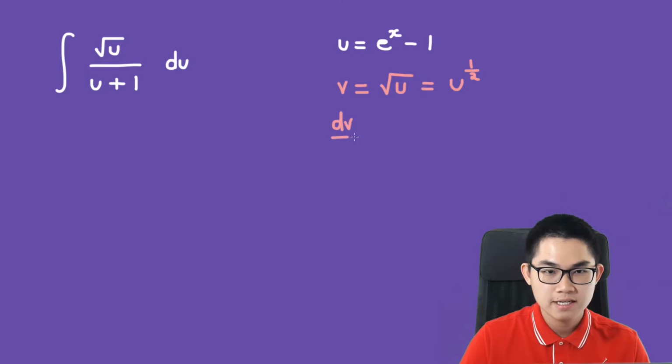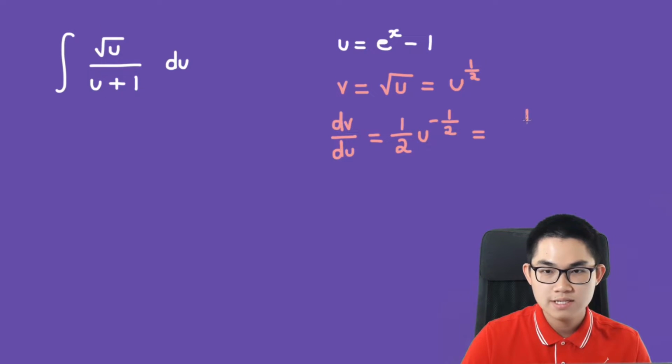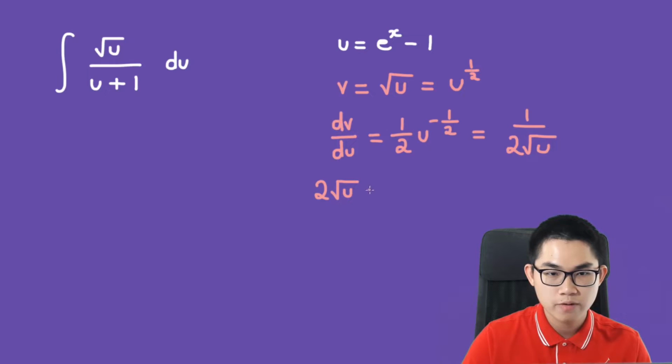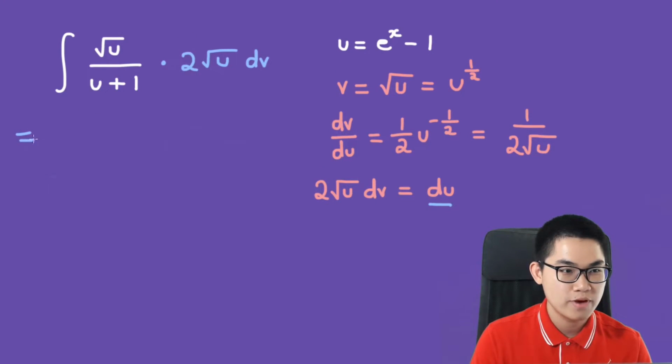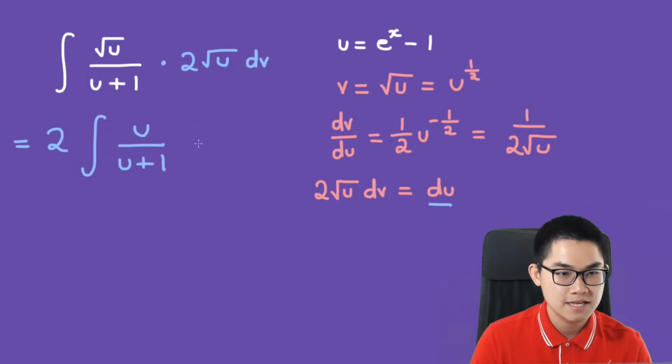So differentiating dv over du, we have 1 over 2 u to the power of negative 1 over 2. And what is that going to be? That is 1 over 2 times the square root of u. So we have 2 times the square root of u dv is equal to du. So here we see du, right? And du is 2 square root of u times dv. We bring the constant out, and we have this square root of u times this square root of u, which gives you u over (u + 1) dv.